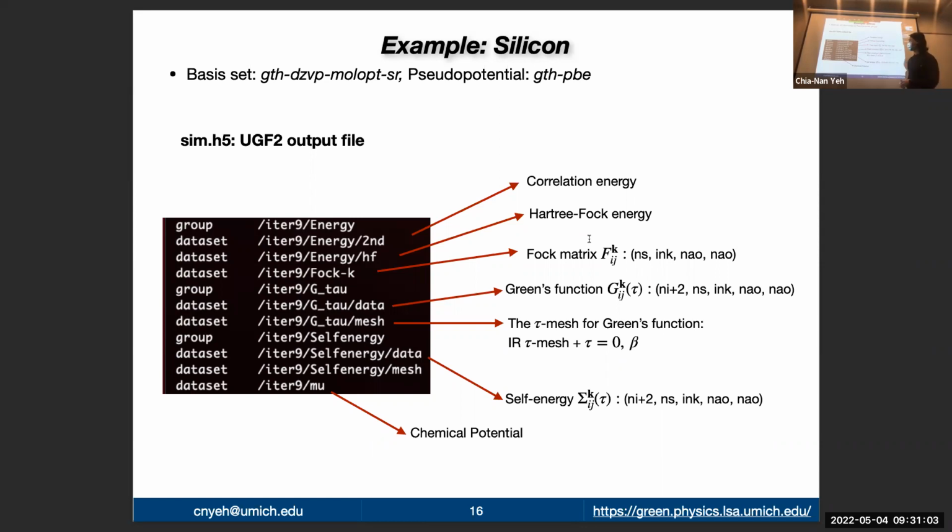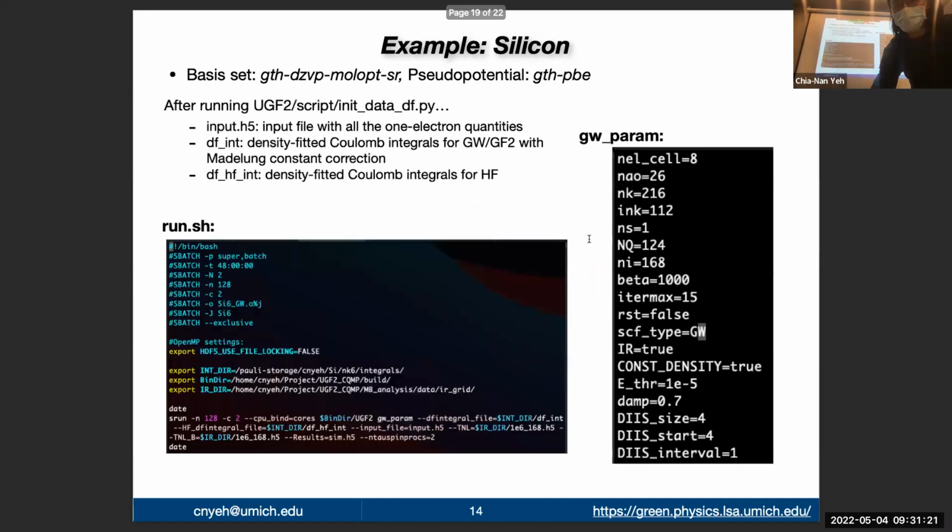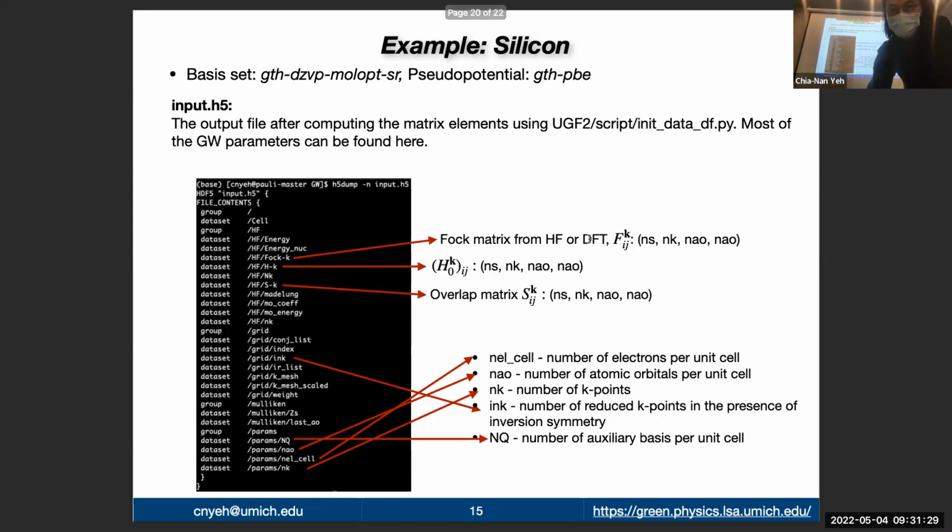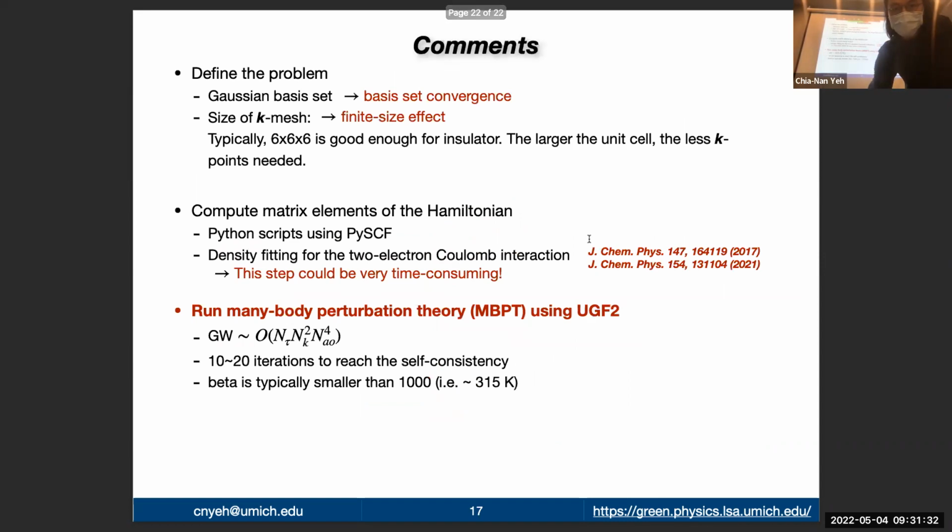And we also have the tau mesh of the Green's function. One subtle thing is the tau mesh we're actually using is the IR tau mesh plus the two endpoints where tau equals 0 and beta. So if I'm using 168, then in practice there will be 170 tau points. Okay, so that's the last one.